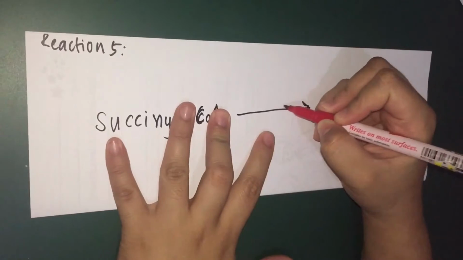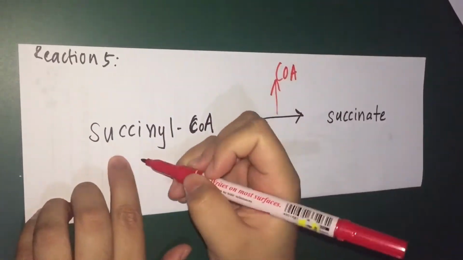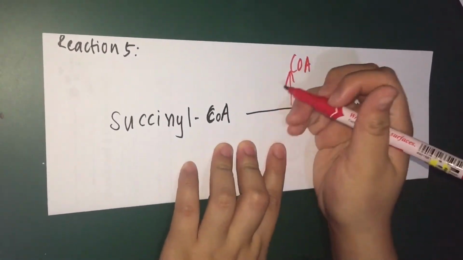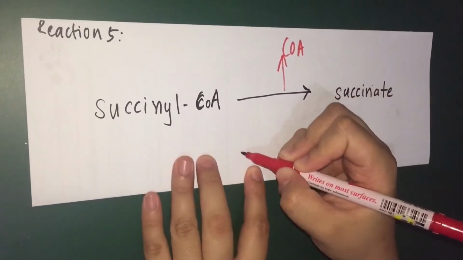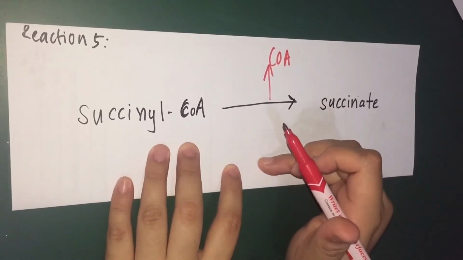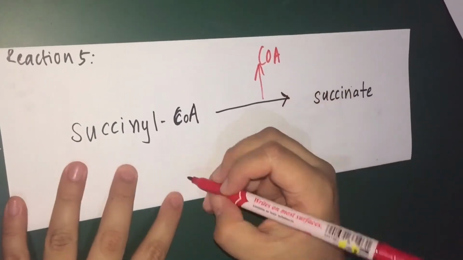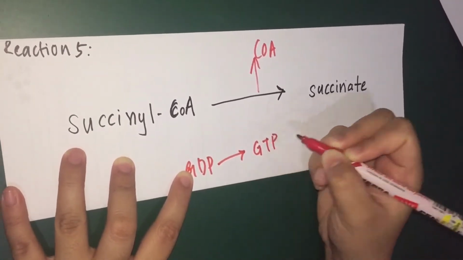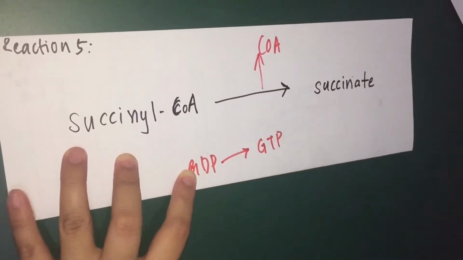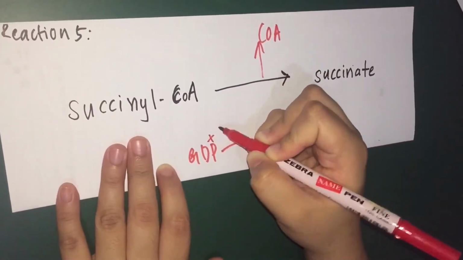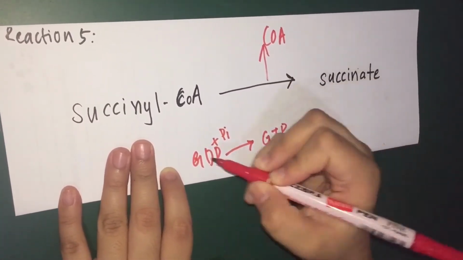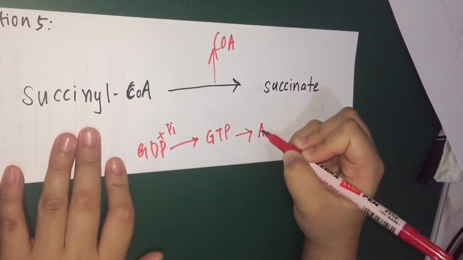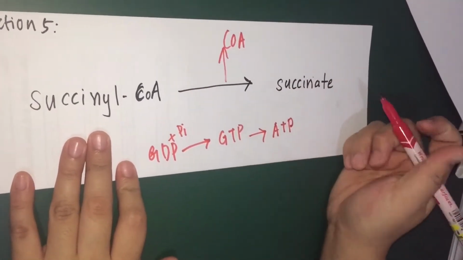Reaction 5 is the conversion of succinyl coenzyme A to succinate. Coenzyme A is removed from succinyl coenzyme A to produce succinate. The energy released is used to make guanosine triphosphate, GTP, from guanosine diphosphate, GDP, and Pi by substrate level phosphorylation. The enzyme is succinyl coenzyme A synthetase. The GTP can then be used to make ATP.